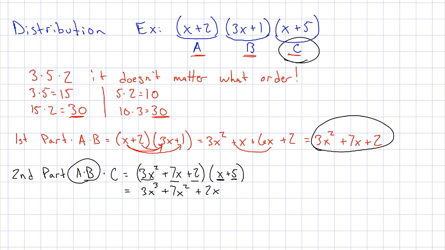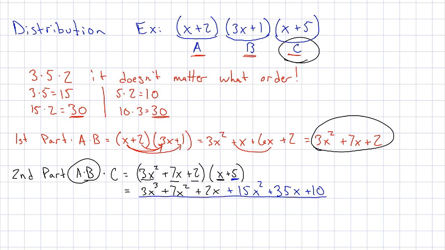Maybe we can switch to a different color to make this a little more clear. So let's switch. Now we're multiplying everything by the 5. We'll do that in blue. 3x squared times 5 is 15x squared. 7x times 5 is, well, 7 times 5 is 35, so 35x. And 2 times 5 is 10. So now I have all of my pieces written here.